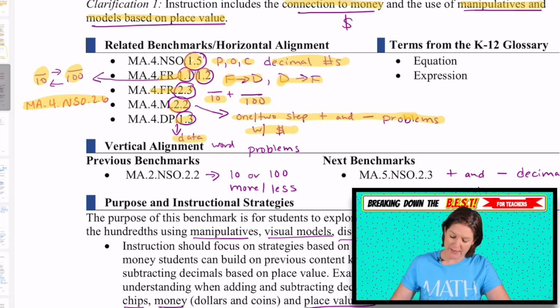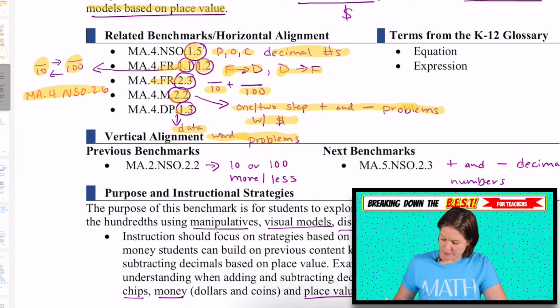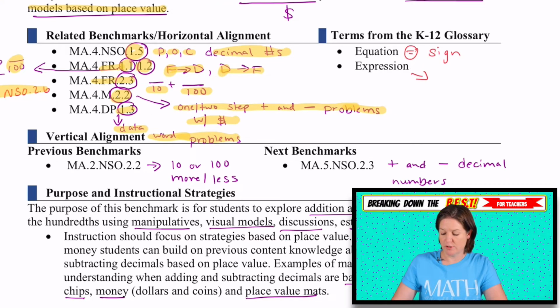4.DP.1.3, we have data with word problems there, okay? Ooh, I didn't do this over here. Sorry about that. An equation means that there is an equal sign present, and of course expression means that there is no equal sign present.